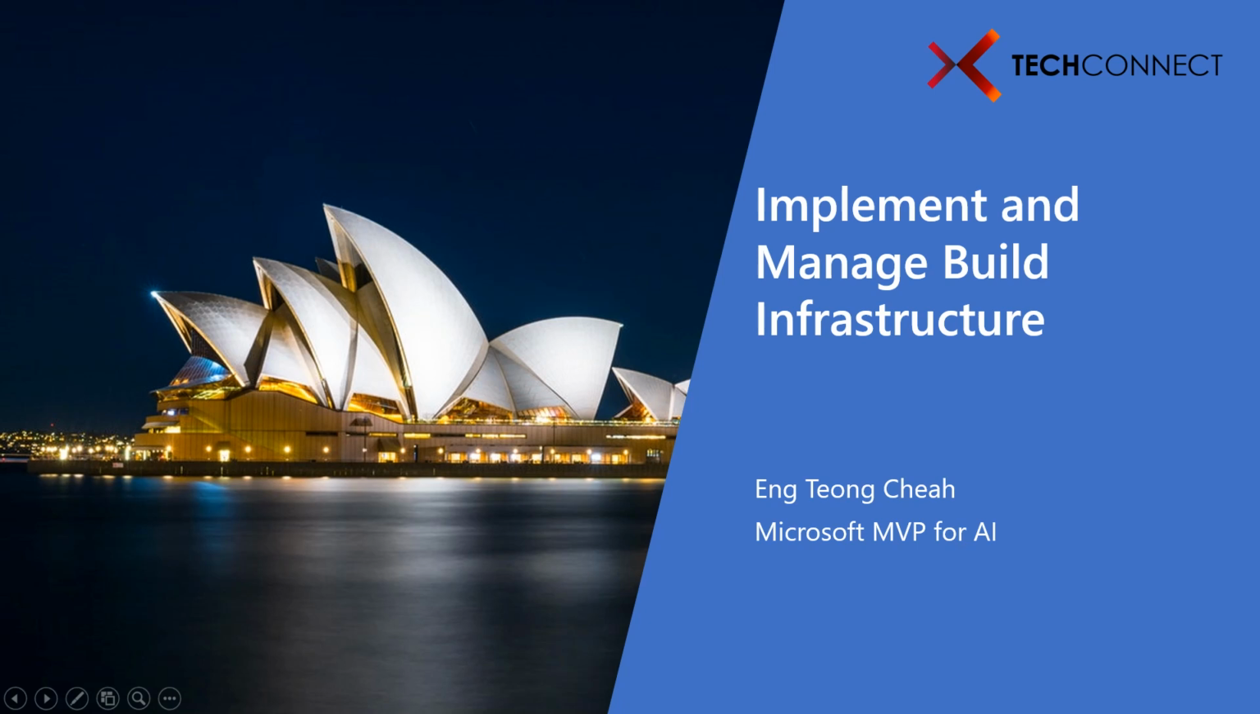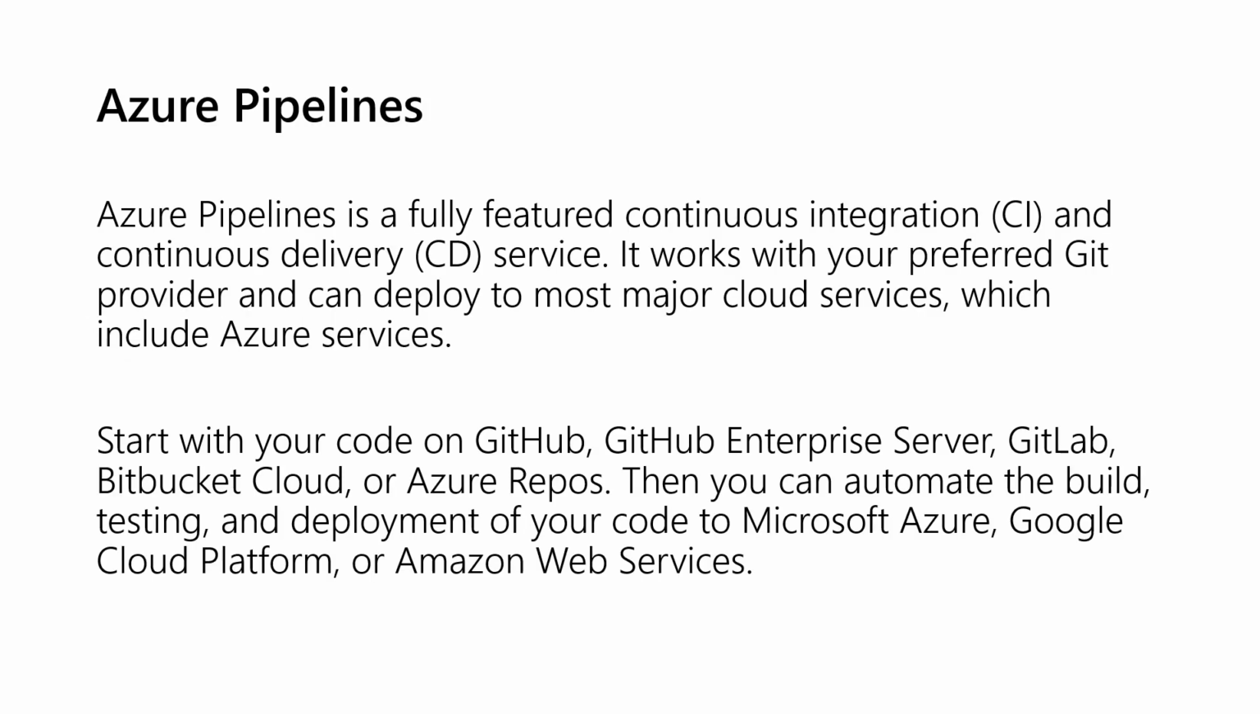Microsoft MVP for AI. Today I'm going to talk about implementing and managing build infrastructure. Azure Pipelines is a cloud service that you can use to automatically build and test your code project and make it available to other users. It works with just about any language or project type. Azure Pipelines combines continuous integration and continuous delivery to constantly and consistently test and build your code and ship it to any target.